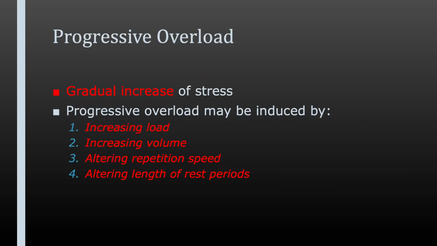Gradual increase of stress is known as progressive overload. We want to continuously add new loads or new stress to the muscle to essentially, quote unquote, confuse the muscle. After a heavy day or a new exercise or new volume, what happens to the muscle? You become sore. This is where we're applying that overload stress. So it can be induced by increasing the load, increasing volume, altering repetition speed, or even the rest periods.